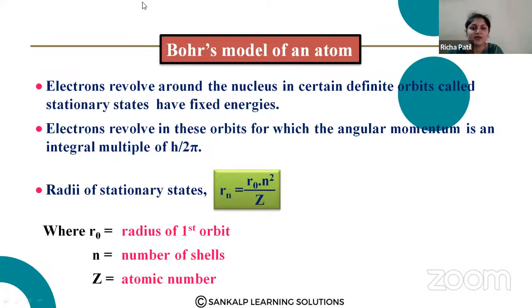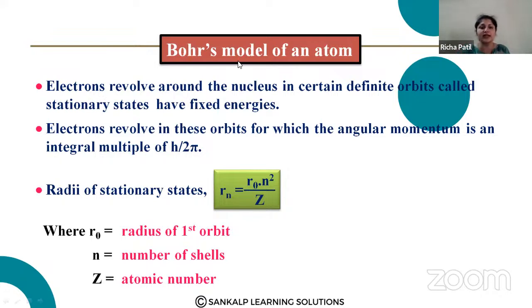Bohr's model of an atom. Some of the postulates of Bohr's model are as follows. The line hydrogen spectrum had some limitations, which led to Bohr's model of the atom. We had seen the nuclear model of the atom, which was further expanded by Bohr's model.